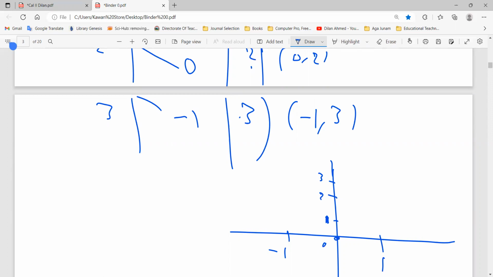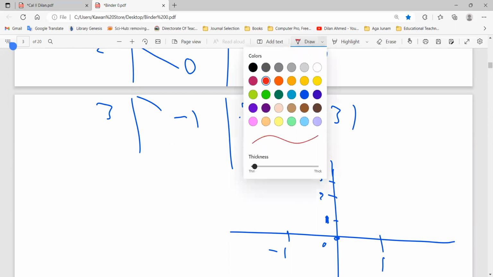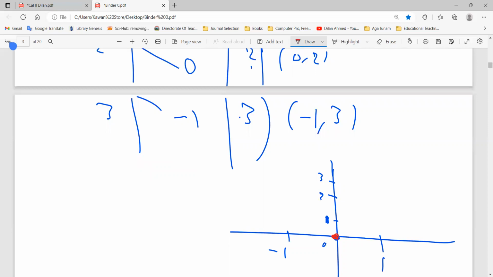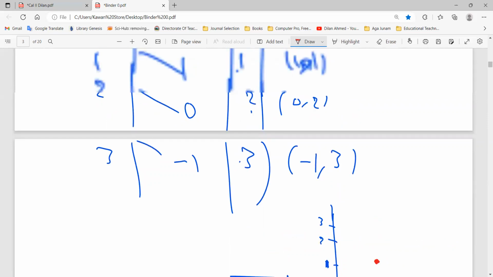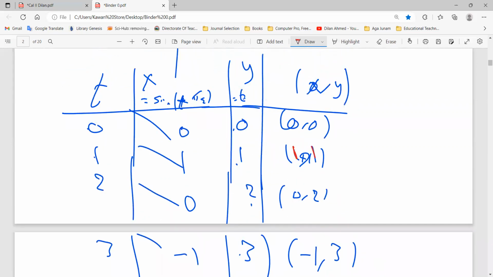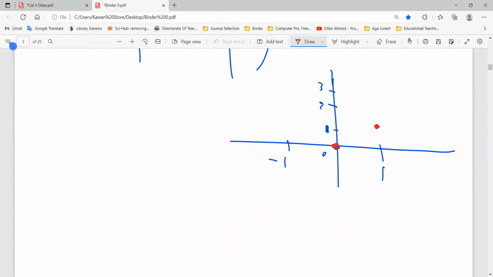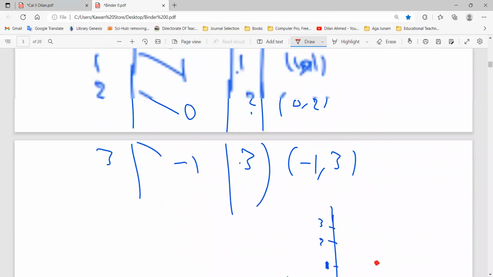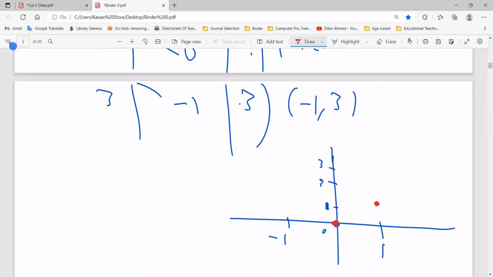At the first point, it was what? 0, 0. How about the second point? 1 and 1. Here's 1 and 1. How about the third point? 0, 2. Again, I am here. How about the next one? Minus 1 and 3. How about the fourth one? 0 and 4. How about the fifth? Like that. And you'll get the shape. Understood?